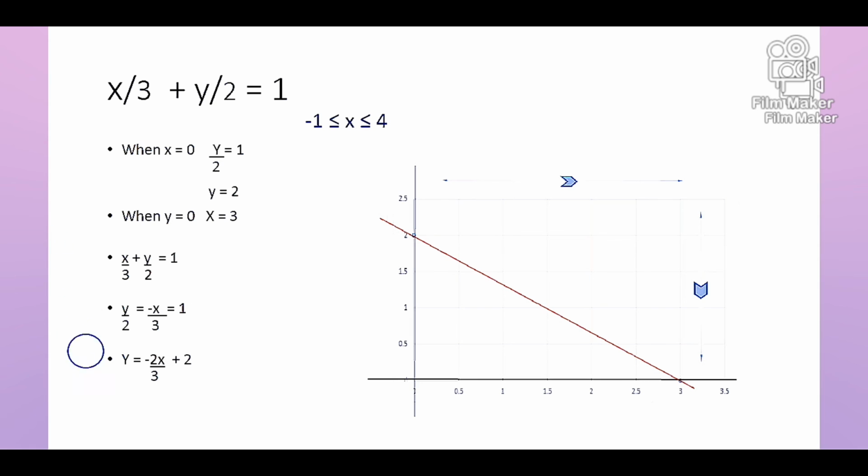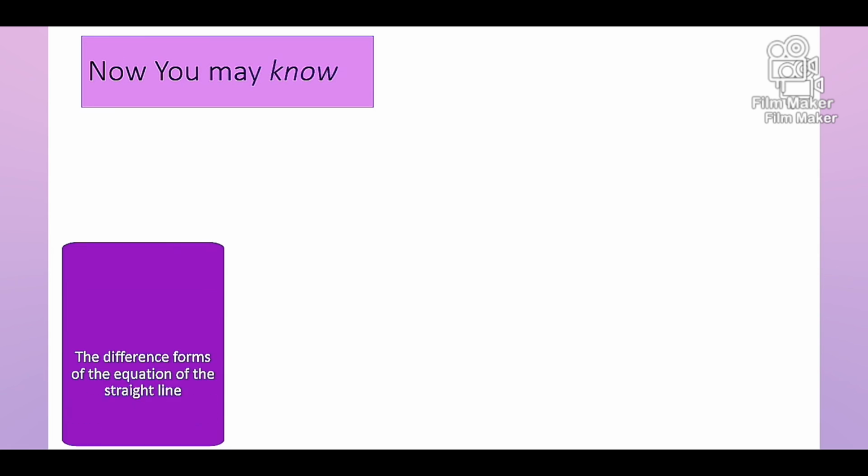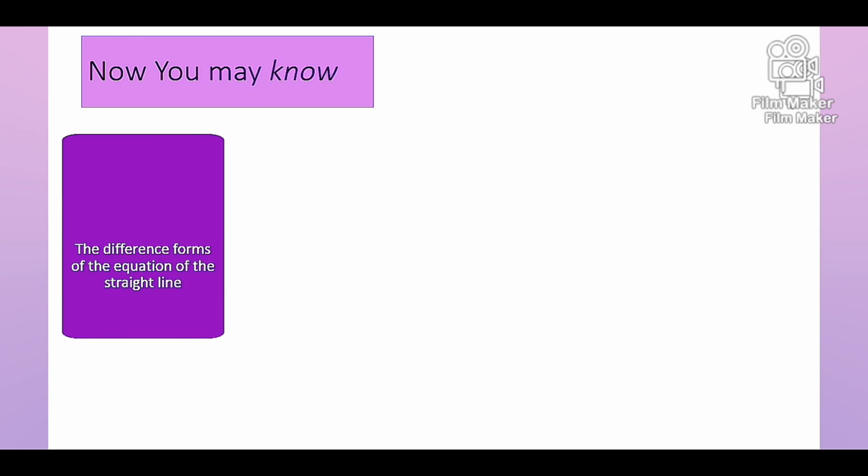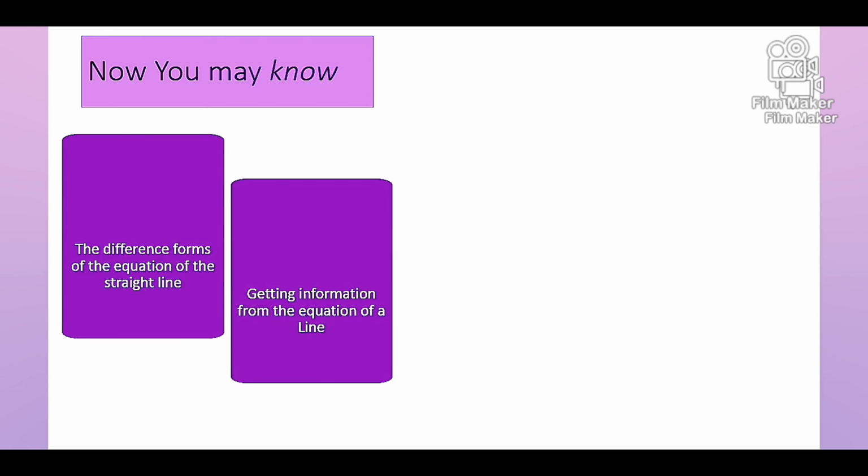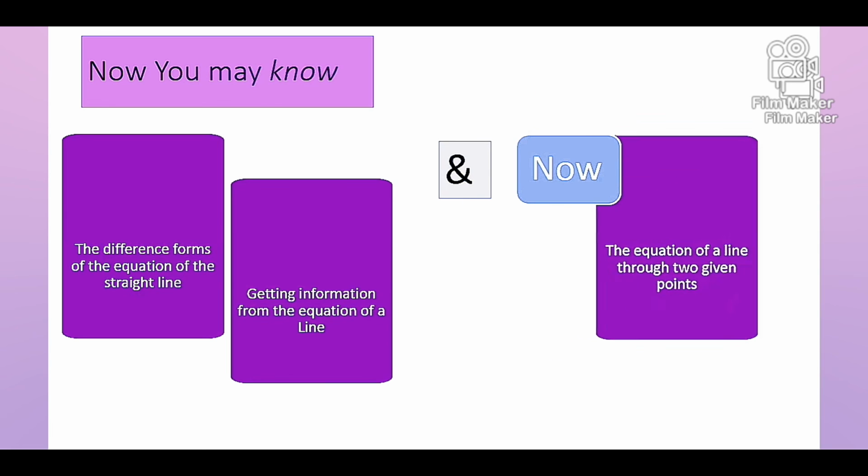Pause the video and draw the line so you can know whether you did it correctly. So here the difference in y coordinates is 3, and for x, it's minus 2 and 3. So you can find the gradient there. Now you may know the different forms of the equation of a straight line, getting information from the equation of a line, and now the equation of a line through two given points.